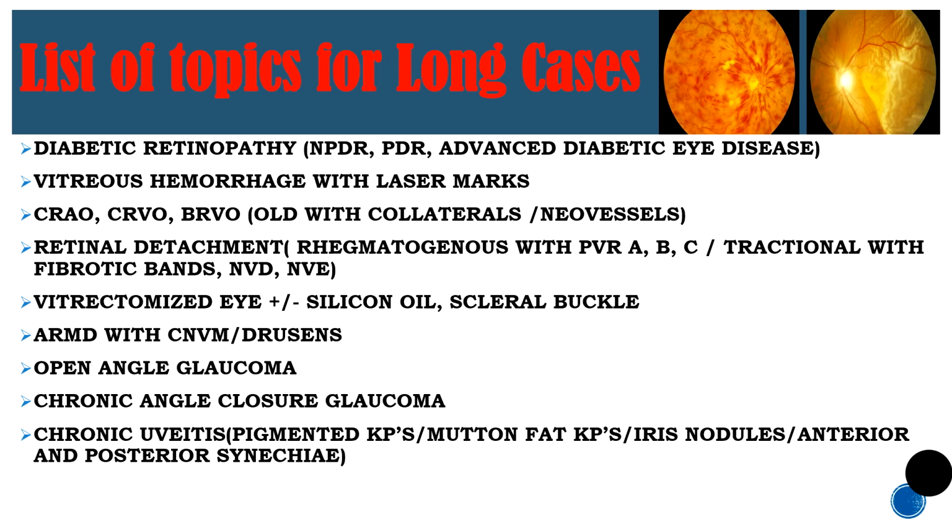Out of which most common is diabetic retinopathy, CRVO, BRVO, retinal detachment, and ARMD. Diabetic retinopathy can be in any form like NPDR, PDR, or advanced diabetic eye disease. It could be a treated eye with laser marks, or it could be a vitreous hemorrhage, and could be PDR in one eye and advanced diabetic eye disease in the other one. It could be also a vitrectomized eye with a silicone oil or a scleral buckle.